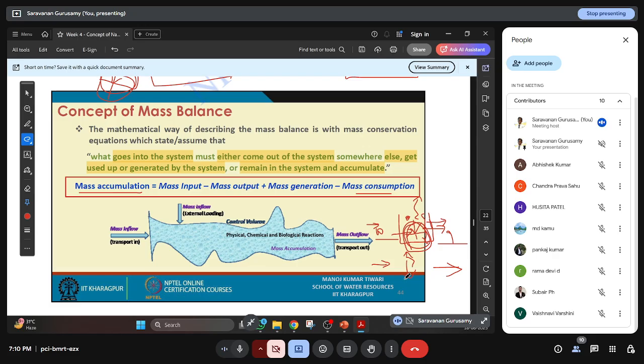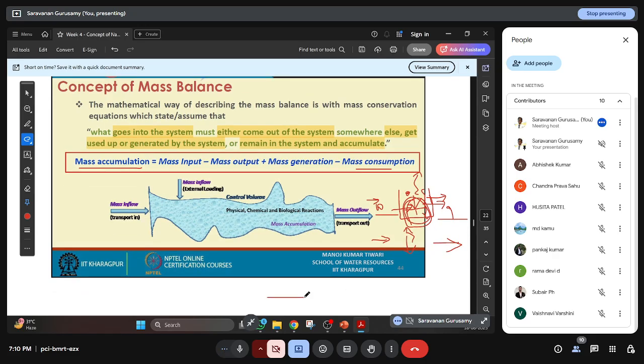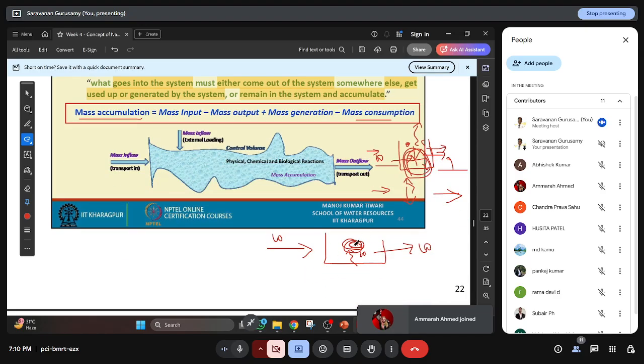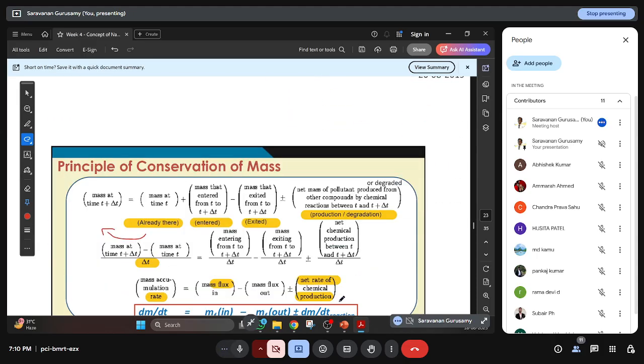Got it? Take DO as an example. I am giving 10 milligram of DO inside and I am supplying another 10 with the aerators. But what comes out has only 10. So where did the other 10 go? It is used in the system. That's consumption. So you have the accumulation in the system, mass in, mass out, mass generated, mass consumed. That is the mass balance.